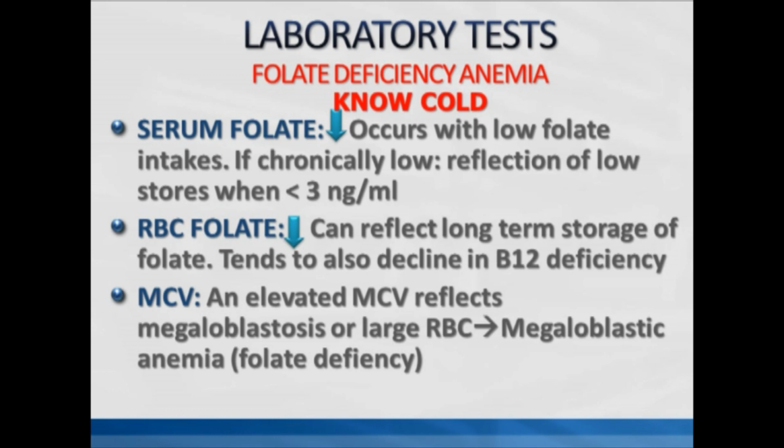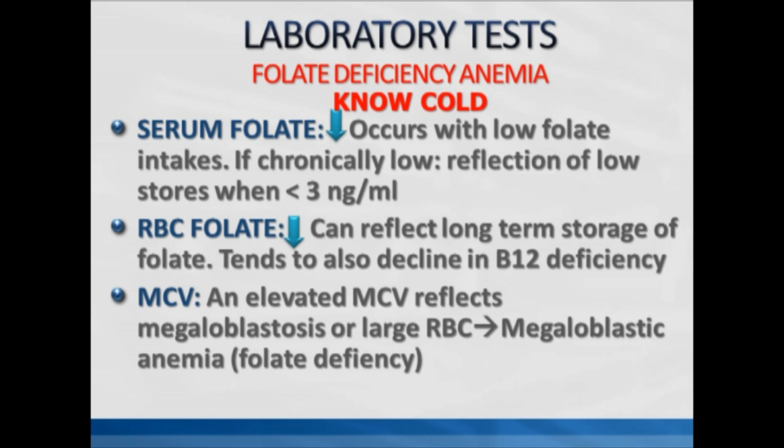Now, if serum folate concentrations, even though they vary with recency of intake, fall below the cutoff of 3 nanograms per milliliter, it tends to correlate with low folate storage and a folate deficiency. Now, when there is a folate deficiency, we can expect a rise in MCV, mean corpuscular volume. And this represents megaloblastosis, or a large red blood cell. So this is called megaloblastic anemia due to a folate deficiency.